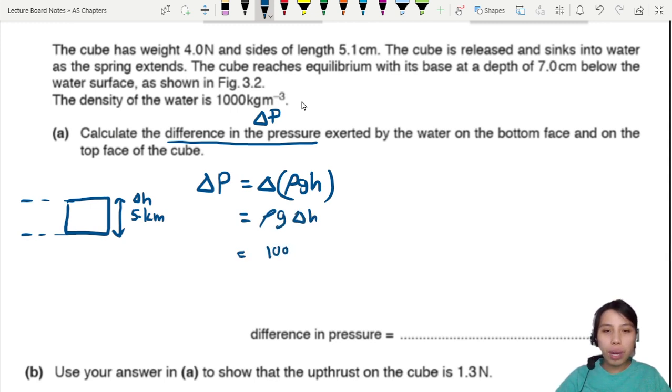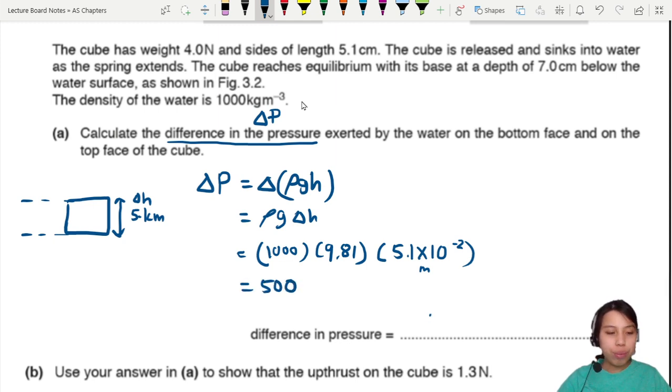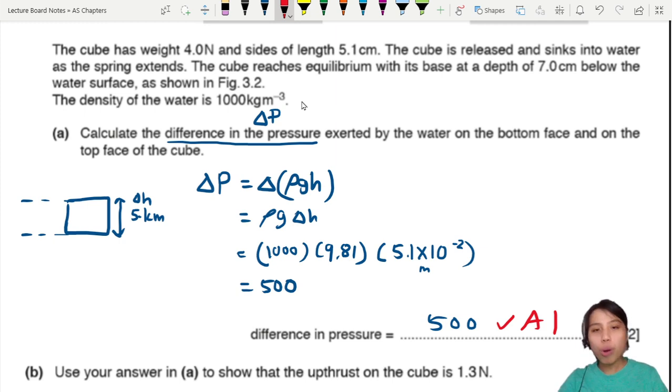So the water is 1000 kilograms per meter cube. g is 9.81. Height is about 5.1 cm, but must convert to meters, okay? So 5.1 times 10 to the negative 2, centi, in meters. Okay, so with this, we will get 500 pascals. So we can just write here 500 pascal. We already got pascal. Okay, so this one mark for final. 1 mark if you substitute, or you know the equation rho gh, to show that you knew this. That's 1 mark for you as well.